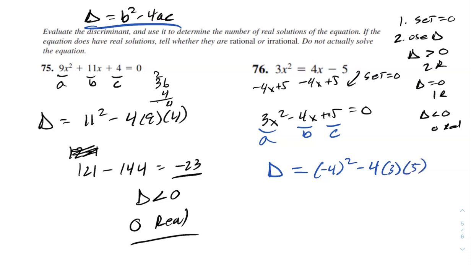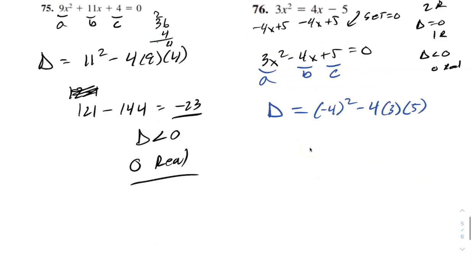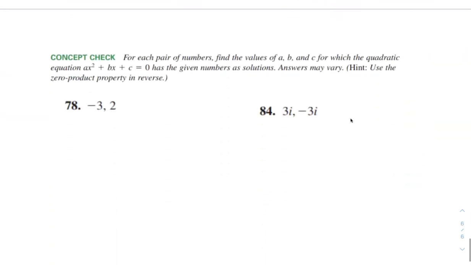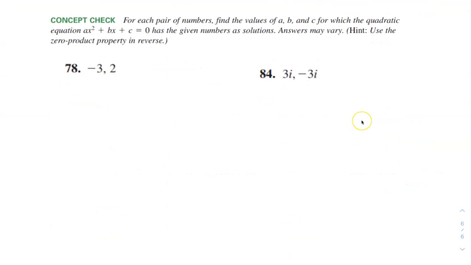I just picked ones at random, sorry. Anyway, so I get 16 minus 12 times 5, which is 60. Because remember, when you square a negative, it becomes positive, so I get this, which is another negative answer, so another imaginary. So 0 real again. Okay, last thing, we're going to go a little backwards, a concept check.